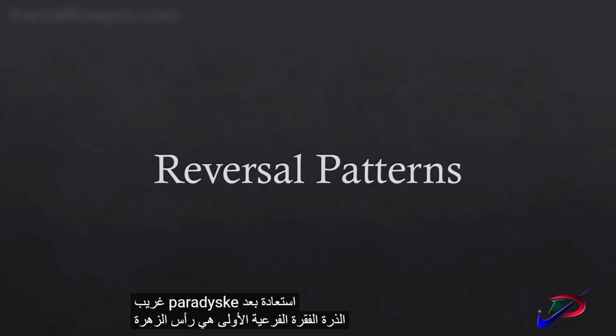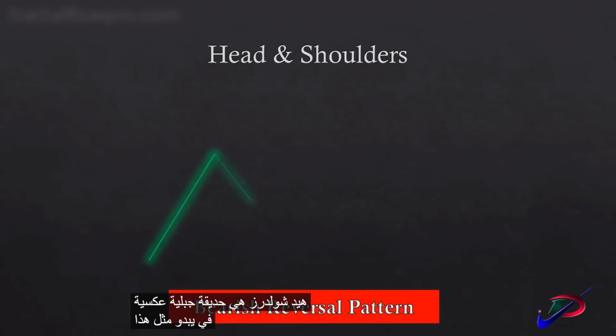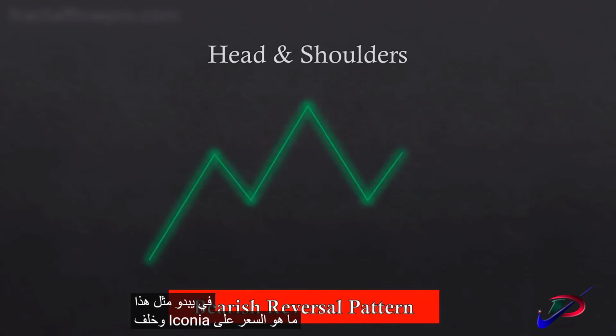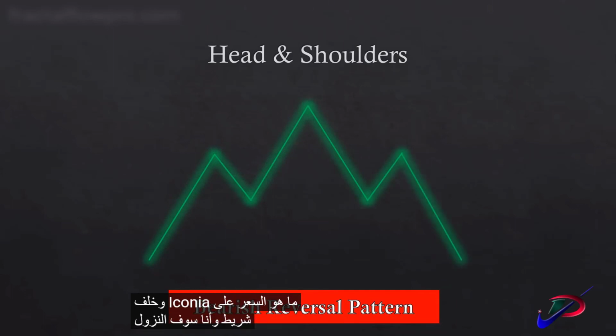The first chart pattern we'll analyze is the famous head and shoulders pattern. The head and shoulders is a bearish reversal pattern, and it looks like this. Notice that price will be going up, and after the pattern, it will go down. There are a few important elements in a head and shoulders pattern.